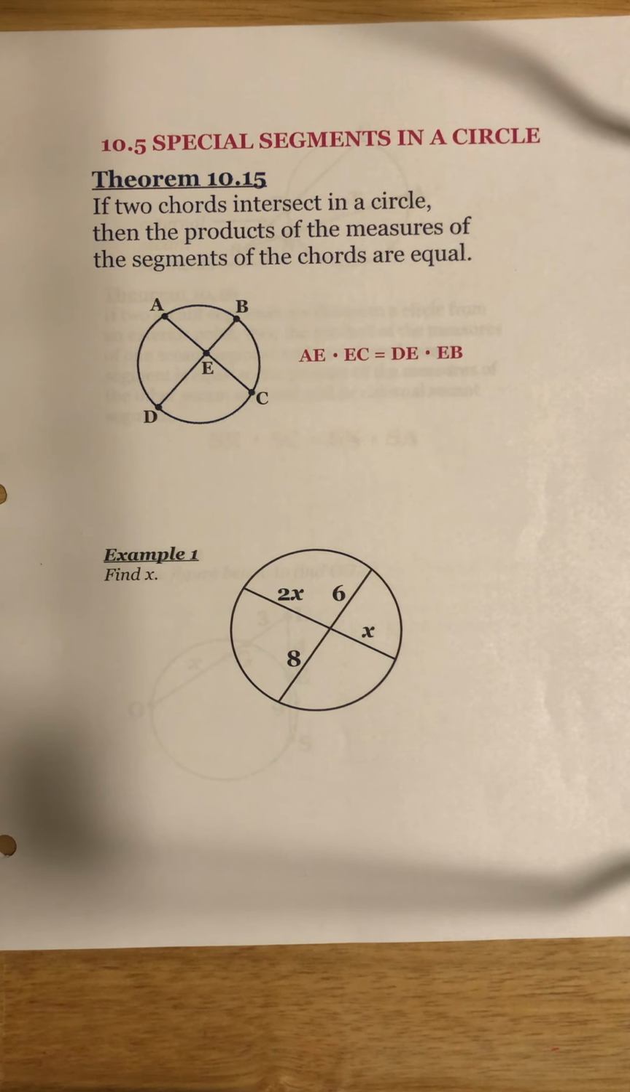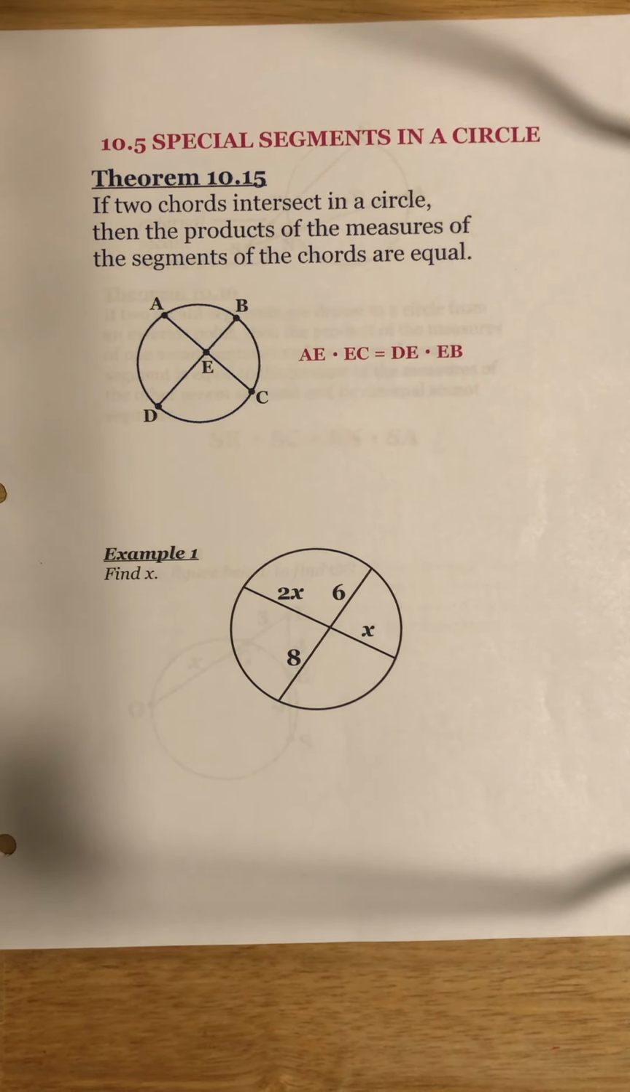I definitely think that the lesson in 10.6 is one of the lessons that you'll like. It's pretty easy. It's actually one of the easiest lessons, I think, in the whole geometry book. But let's get started with today's lesson. We're going to talk about some special segments that are inside of a circle, and we're going to start with a theorem.